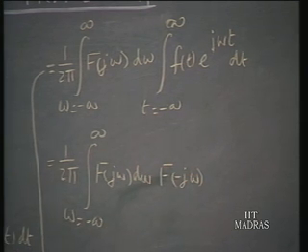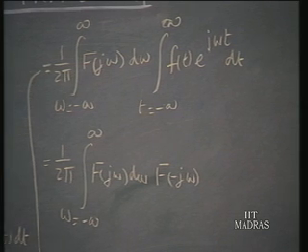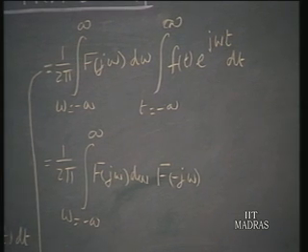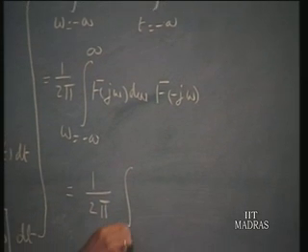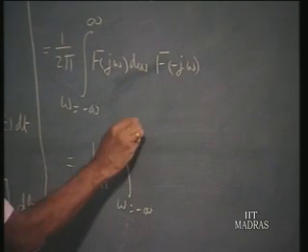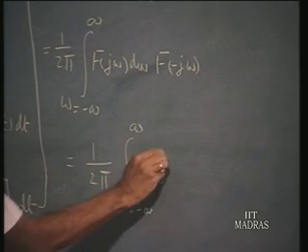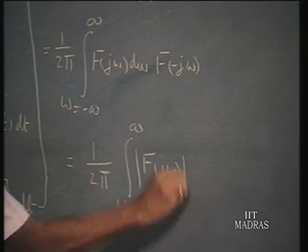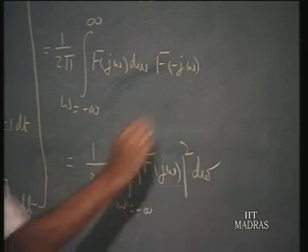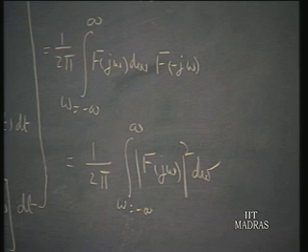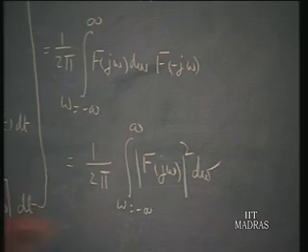And as we already observed that for real functions of time, where f of t is a real function of time, F of minus j omega is the conjugate of F of j omega. Therefore, this will become 1 over 2 pi integral over omega from minus infinity to plus infinity of magnitude F of j omega squared d omega. So, the energy available from the signal is given in time domain in this fashion, in frequency domain in this fashion.